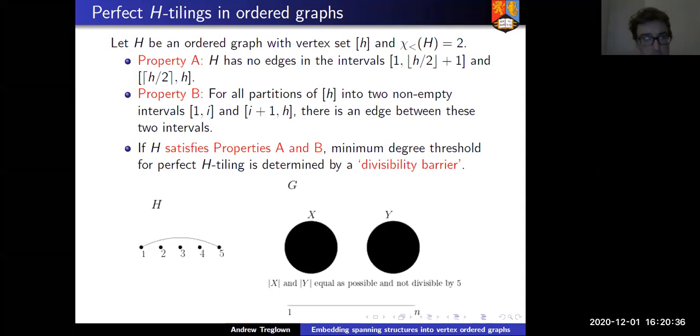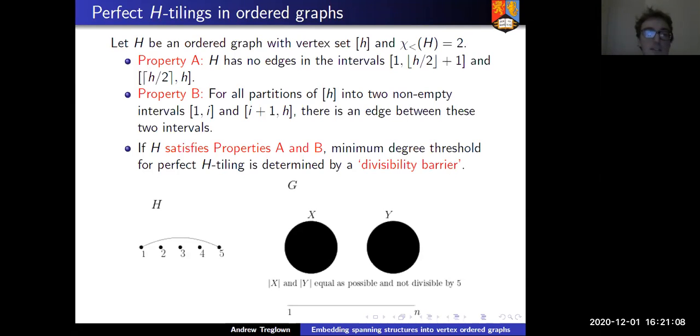Okay, so again, I'll just focus on a specific H. H here only has one edge. It has the edge 1, 5 and 3 other vertices. It satisfies property A because it has no edges in the first half and no edges in the second half. And it satisfies property B because however you partition into intervals, you've always got that edge 1, 5 going across. So this is a very sparse situation to be in for this particular subcase.